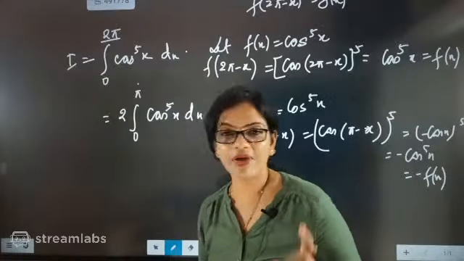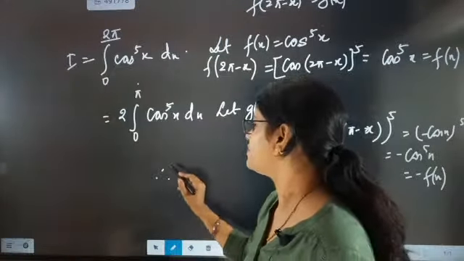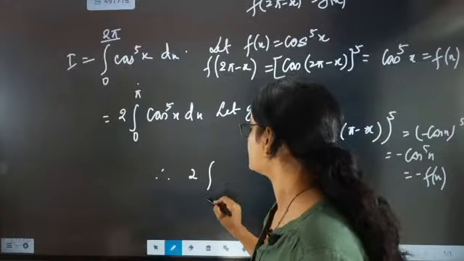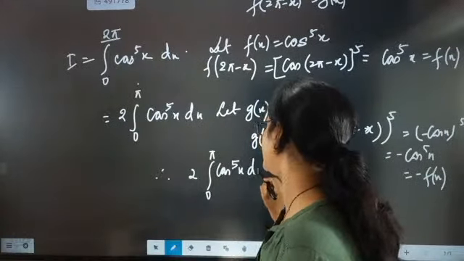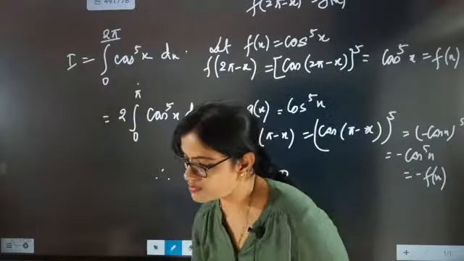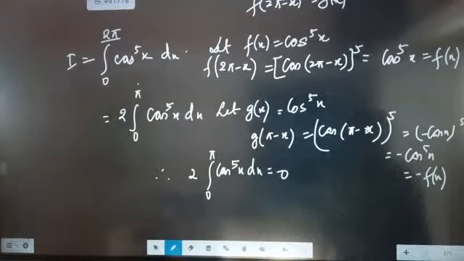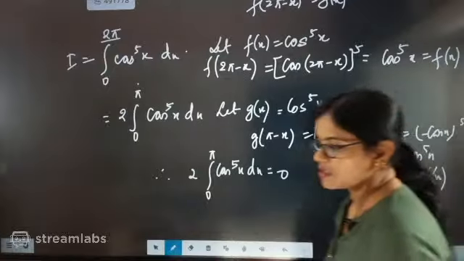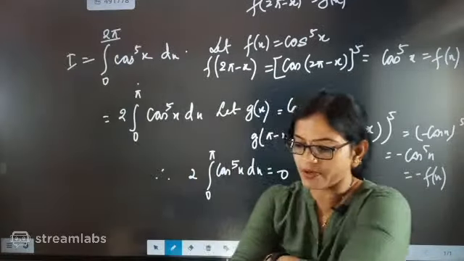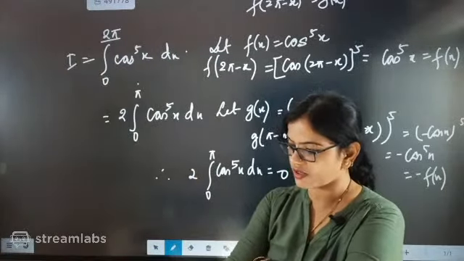So since it is coming as minus of f of x, directly without wasting time we can say the integral from 0 to pi of cos to the power 5x dx is equal to 0. So the answer is going to come 0 because of application of property, because of pure application of property. Once you apply the property, it will come directly.